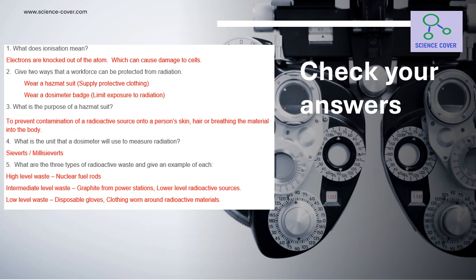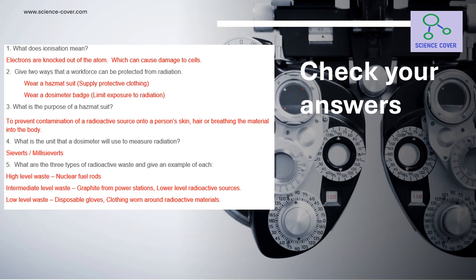What does ionization mean? This is where electrons are knocked out of an atom and could cause damage to cells. Give 2 ways that a workforce can be protected from radiation. They could wear a hazmat suit or be supplied protective clothing, or wear a dosimeter badge or limit the exposure they have to the radiation.